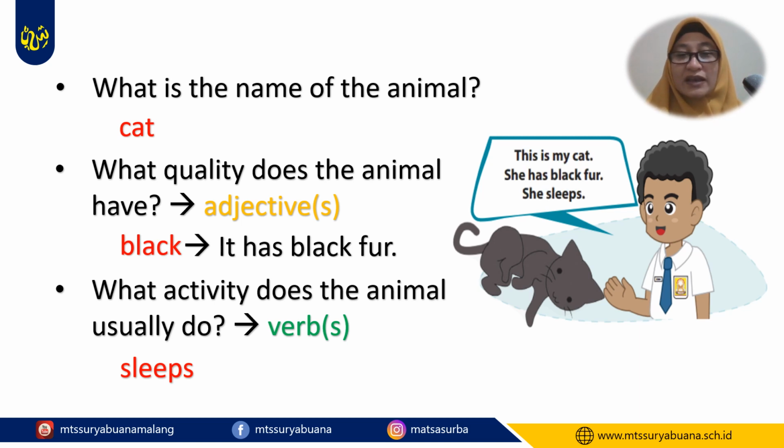So we can also say that this is my cat. She has black fur. She sleeps. So these things describe the animal. This animal is a cat, so you can describe it by saying the quality of the animal and also the activity that the animal usually does.